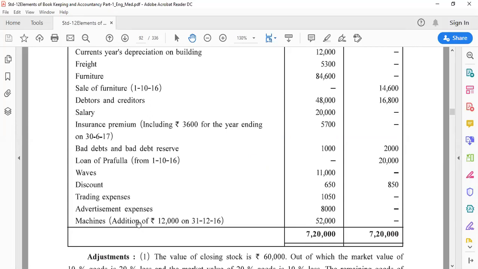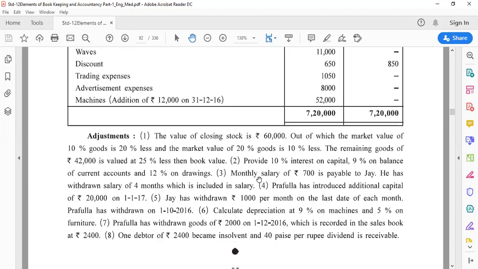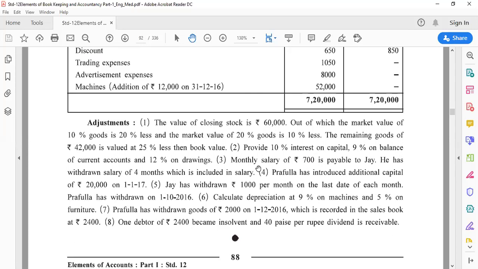that machine is purchased on 31st December 2016, right? So while we are calculating depreciation, at that time we'll see. Come to the first adjustment. The value of closing stock is 60,000, out of which market value of 10% of the goods is 20% less. Then market value of 20% goods is 10% less, and remaining, you can say 70%, whose value 42,000 is 25% less, right? So let's calculate this closing stock.